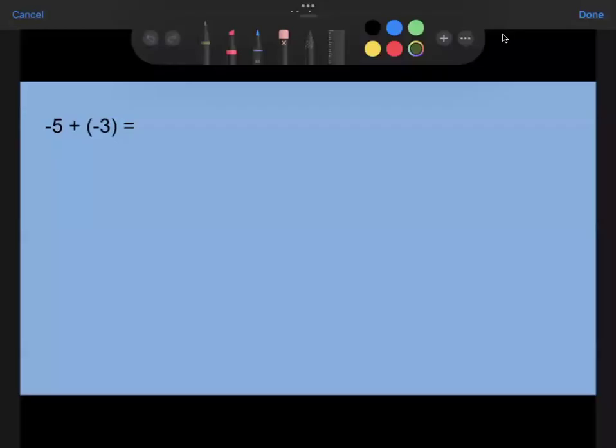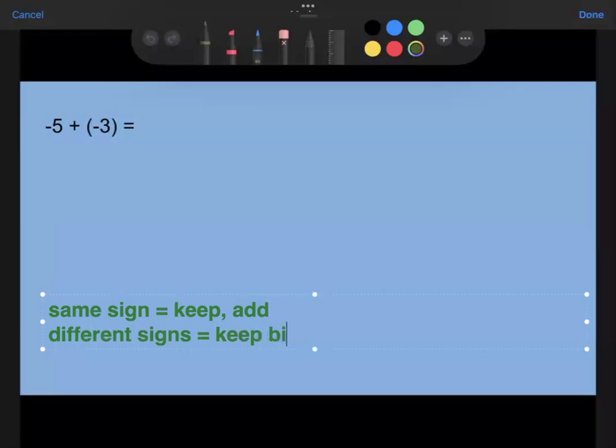Okay, here's the first problem we're going to do together. We're going to take -5 and we're going to add -3 to that. So just to review, I'm going to put our rules for adding integers here at the bottom and type them out. If we're adding integers and we have the same sign, we're going to keep the sign and then add the numbers. Now if we have different signs, we're going to keep the sign of the bigger number and then subtract the numbers. I'm going to leave those down here as we're doing this, just to remind you.